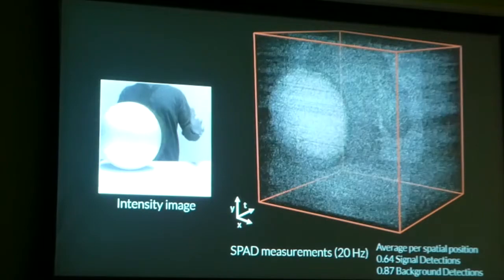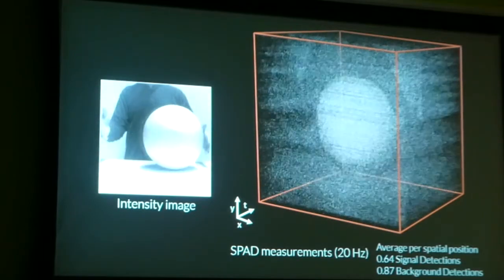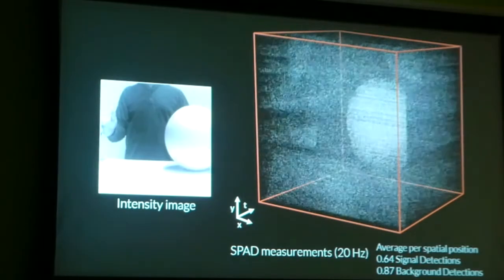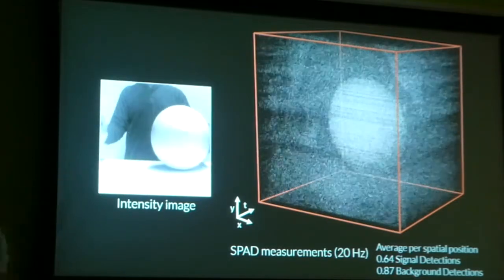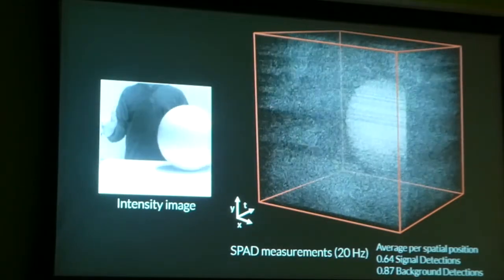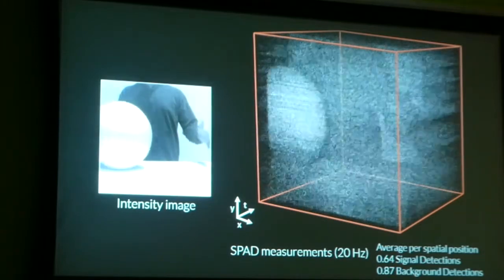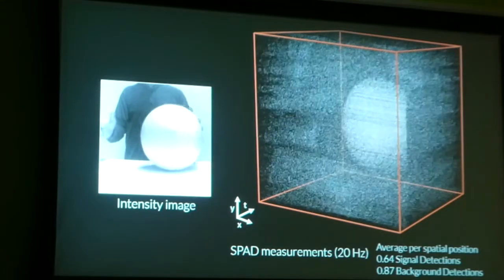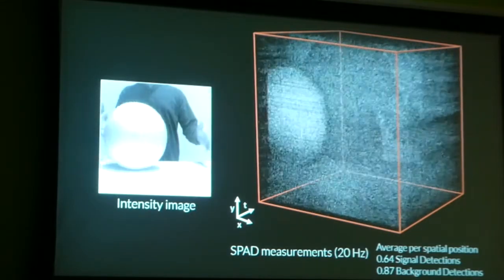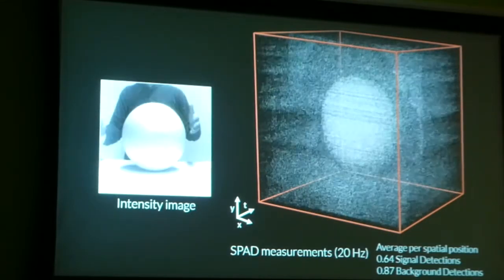Okay, and here's an example of a scene that we captured scanning at 20 frames per second. An intensity image on the left, and then what we capture with the SPAD array on the right. And you can see that it's actually pretty noisy. On average, across all the spatial positions, we're getting less than a single photon detected from the laser.